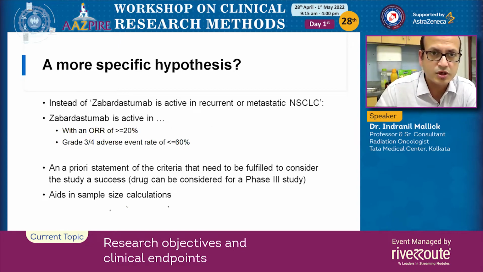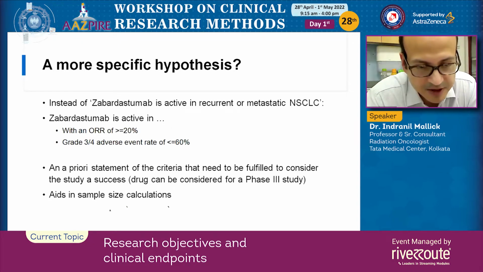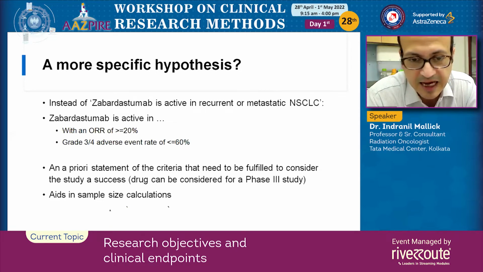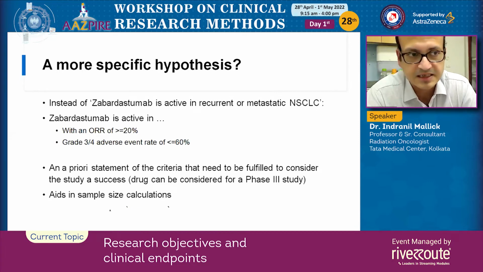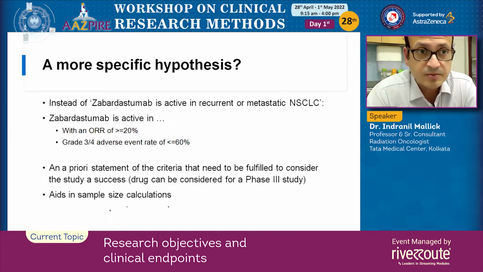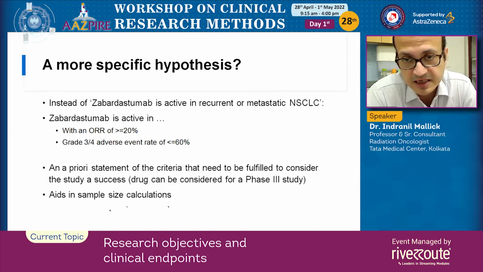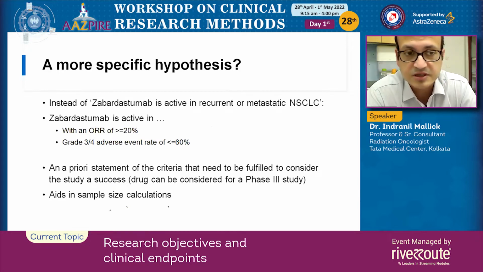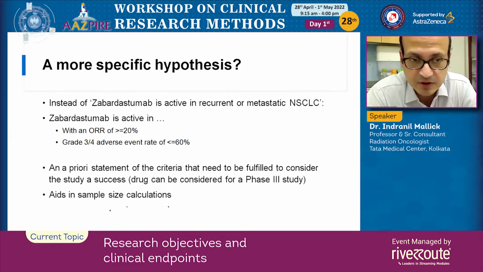Sometimes you're not just happy to make a vague or less specific hypothesis that a particular drug is active in a particular setting. You may want to frame a more specific hypothesis. Instead of saying this drug is active in recurrent or metastatic non-small cell lung cancer, you can reframe your hypothesis by saying that it is active with an objective response rate of more than or equal to 20%, or a grade 3 or 4 adverse event rate of less than or equal to 60%. What is the advantage of doing this? Why would you want to do this?